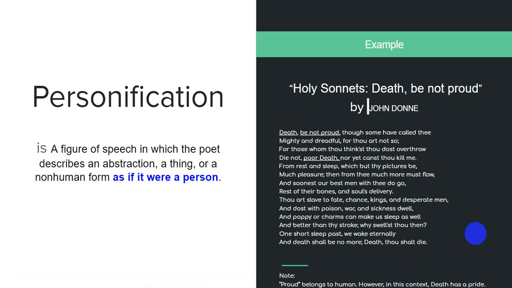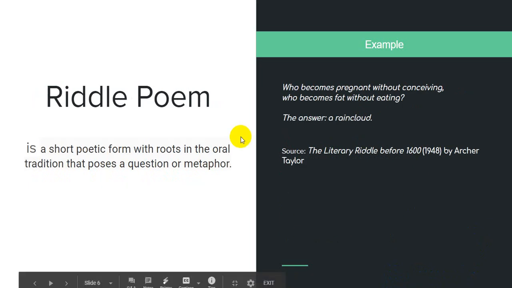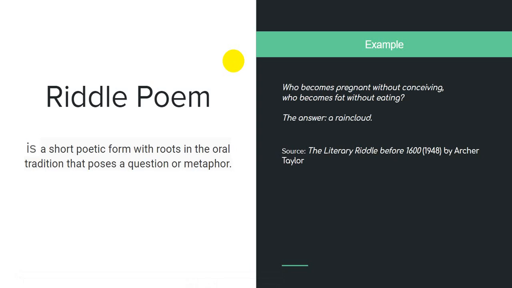Okay, the next one is riddle poem. What is it? It is a short poetic form with roots in the oral tradition that poses a question or metaphor. For example, who becomes pregnant without conceiving? Who becomes fat without eating? And then you have to guess. And the answer is a rain cloud.